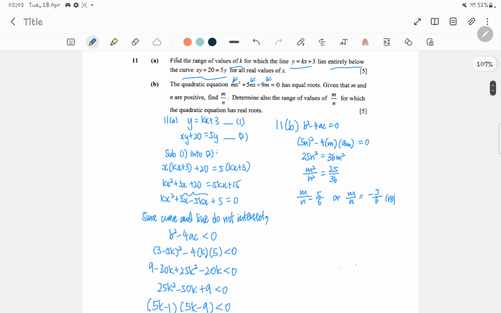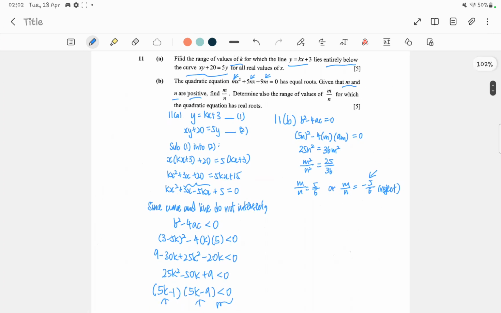Now we have to reject this. The reason is because the question already told us that m and n are both positive, so we have to reject this. Okay, so we are done finding m over n. Now the next thing the question asks us is to find the range of values of m over n for which the quadratic equation this time has real roots. Here we were doing it for equal real roots, right? So now we have to do it for real roots.